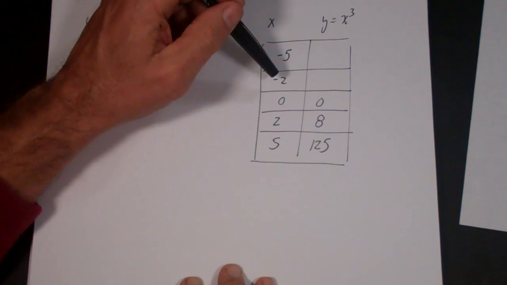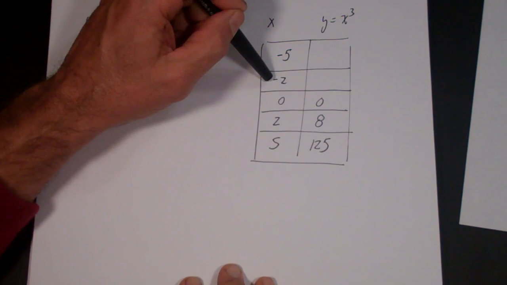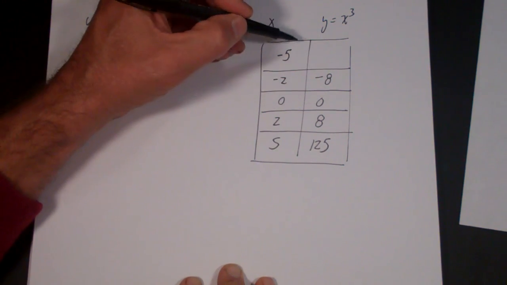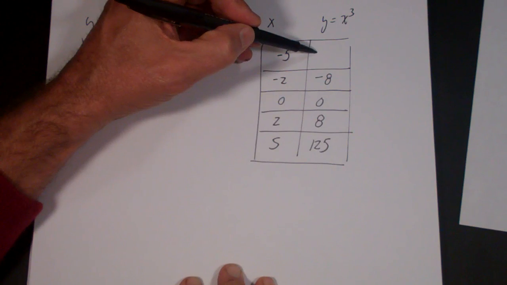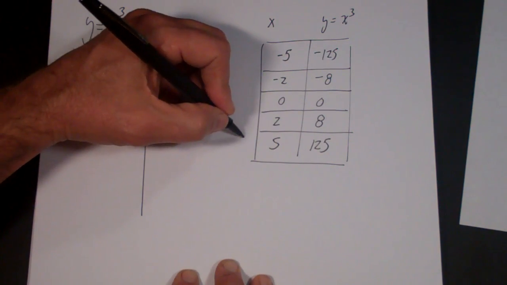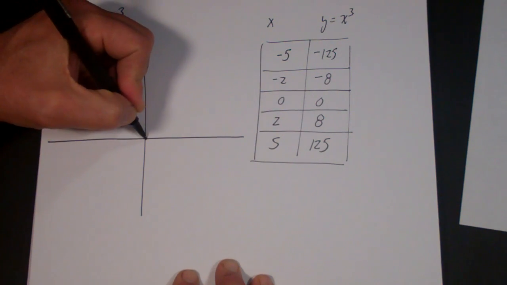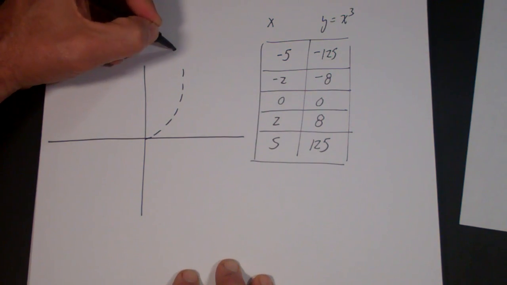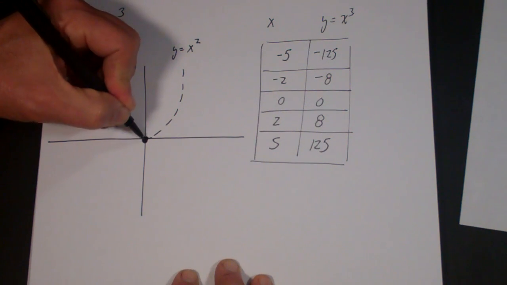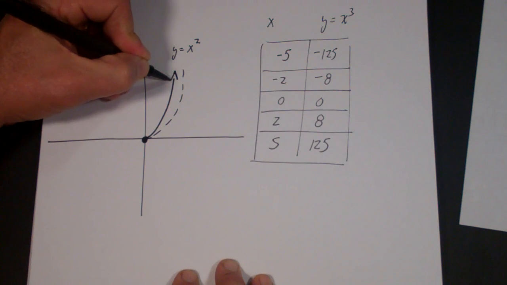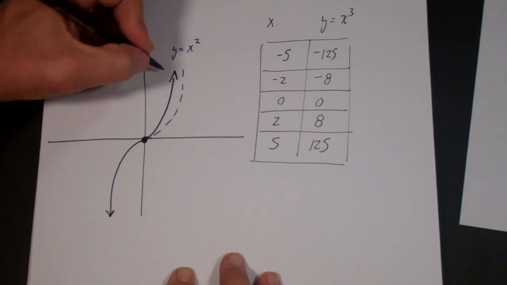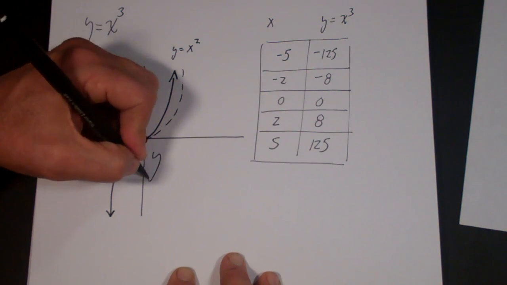Now let's look at minus 2. That's where it differs from x squared. Negative 2 to the third is going to be negative 8, and minus 5 to the third is minus 125. So let's graph that, and let's compare it to x squared. If this is x squared, x cubed is going to be a little steeper in the positive direction, but it's also going to go in a negative direction too. So that's the basic graph of y equals x cubed.